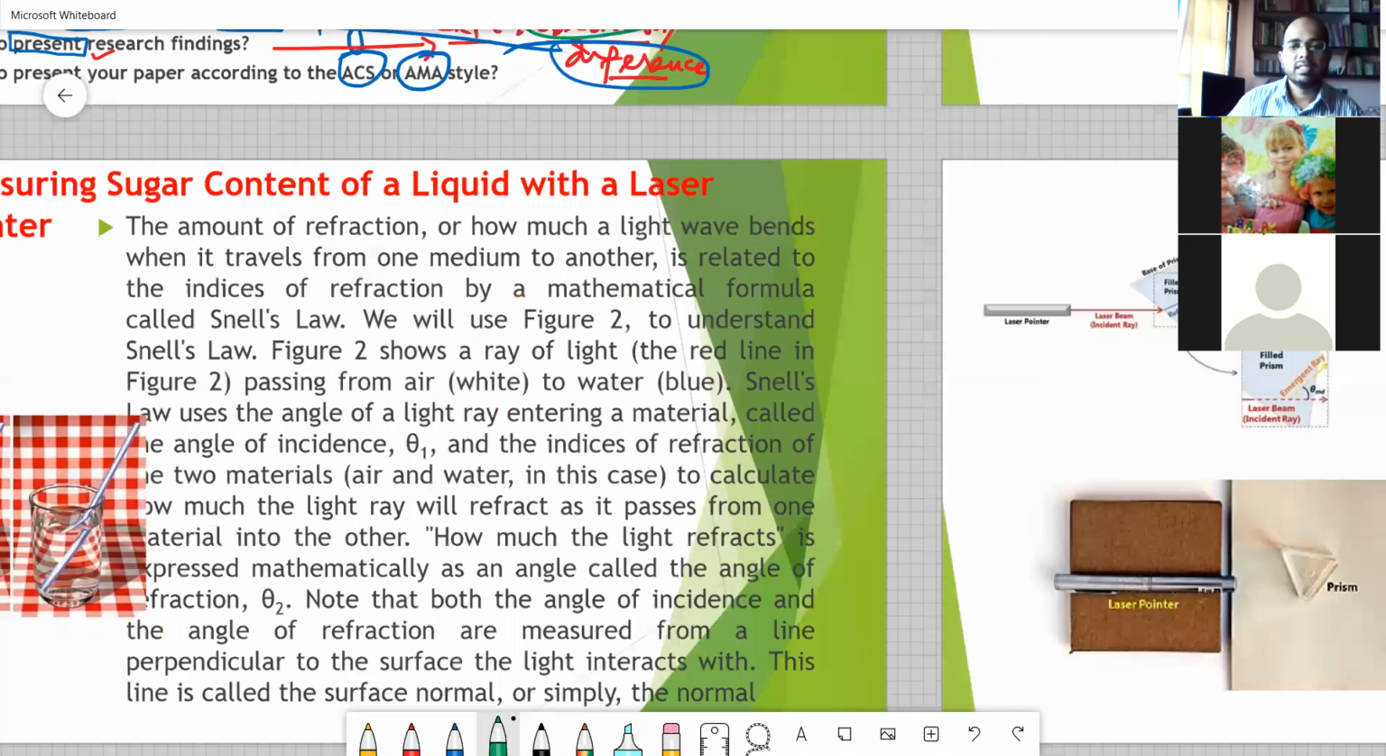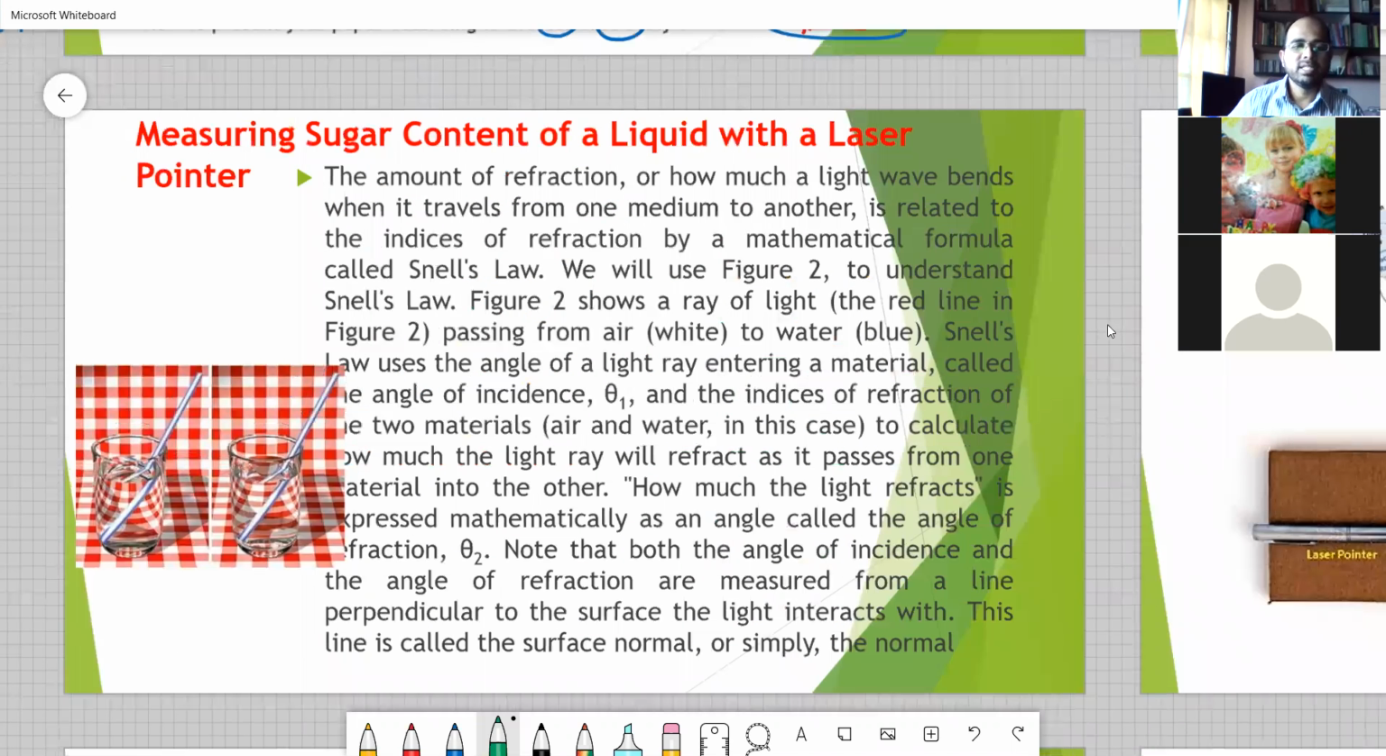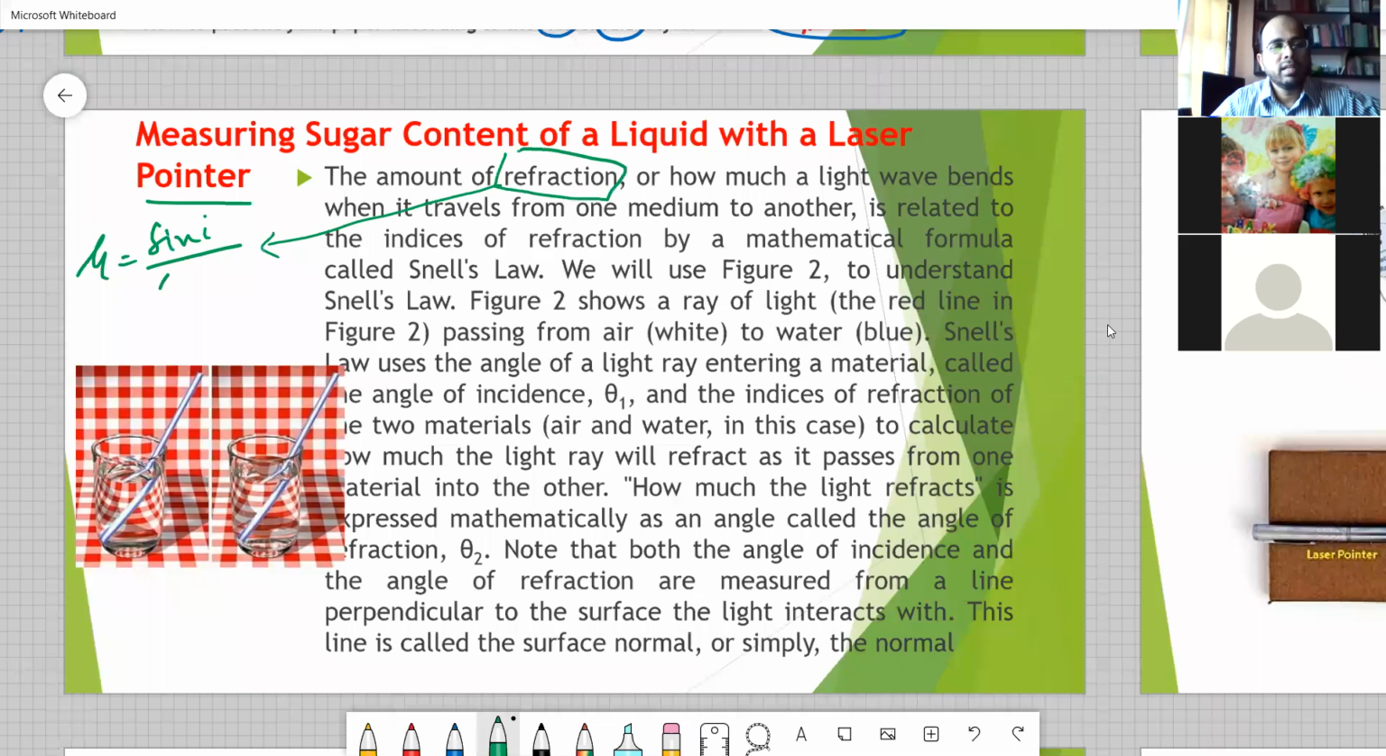So here is one of the first experiments that I am just mentioning. Measuring the sugar content of a liquid with a laser pointer. Laser pointers are available everywhere nowadays. The amount of refraction. This is chemistry. Chemistry part you have to write mu equal to sin i by sin r.